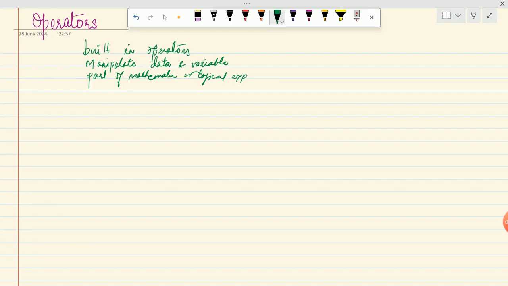Okay, so what is an operator? An operator is a symbol that instructs the compiler to perform some mathematical or logical operations. So we'll see a few operators. The first one, let us discuss arithmetic operators.